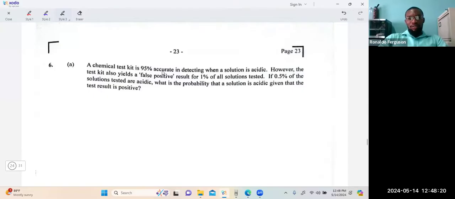All right, so let me start from scratch. When you test some solutions, it's either going to be acidic or non-acidic. So this is either acidic or non-acidic. For non-acidic, I'm going to put acid prime. And they said that 0.5% of the solutions are acidic. Whoa, that's crazy. 0.5%.